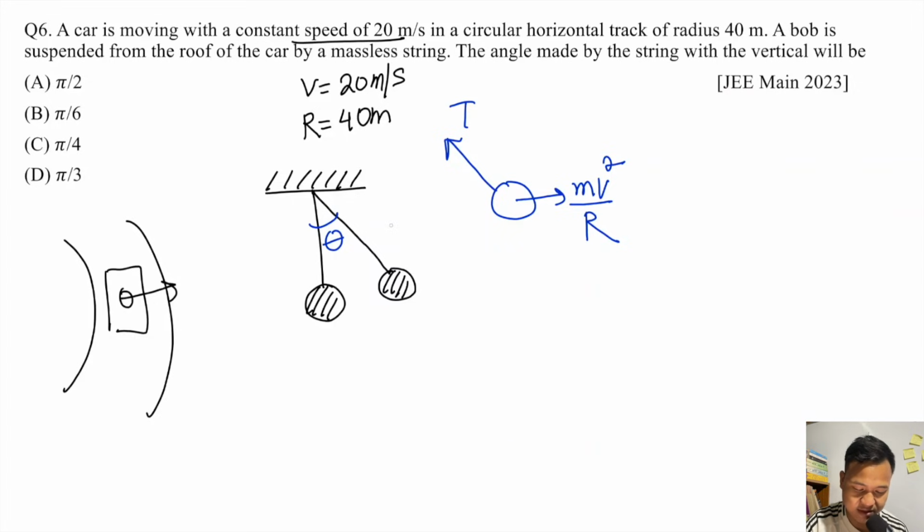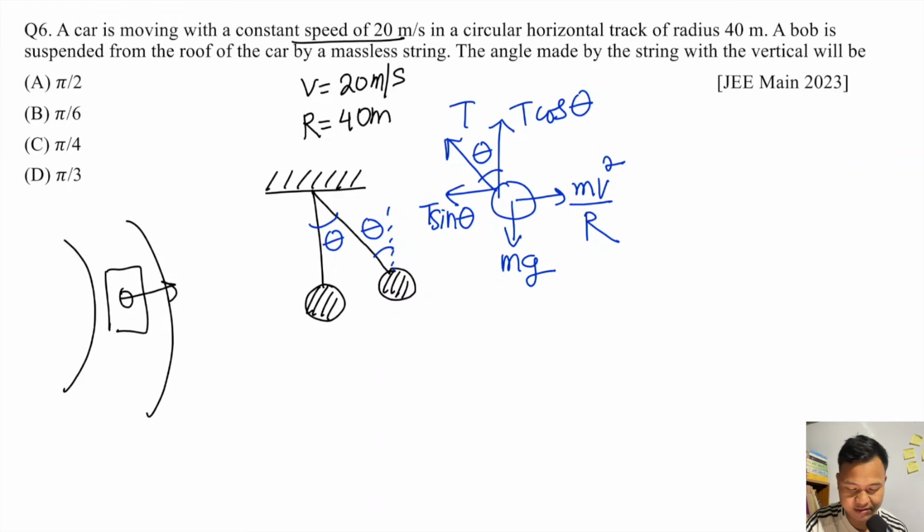So that means this is theta. So I can split T into two components. One is T cos theta, another one is T sin theta. The weight mg is downwards. This is the free body diagram.